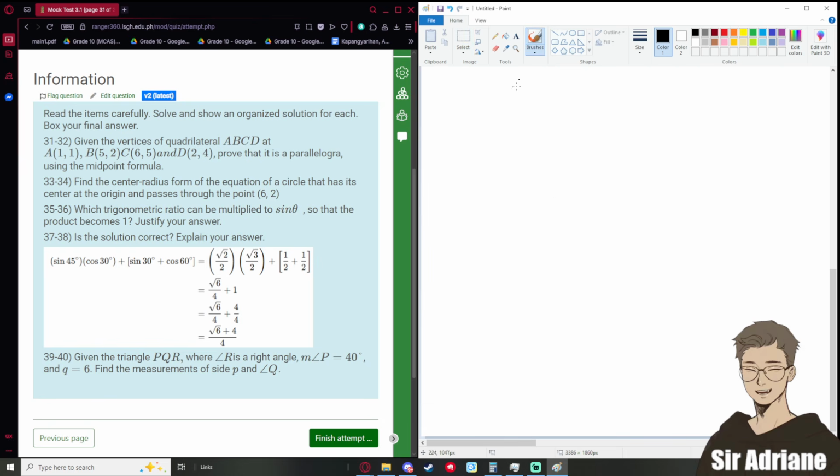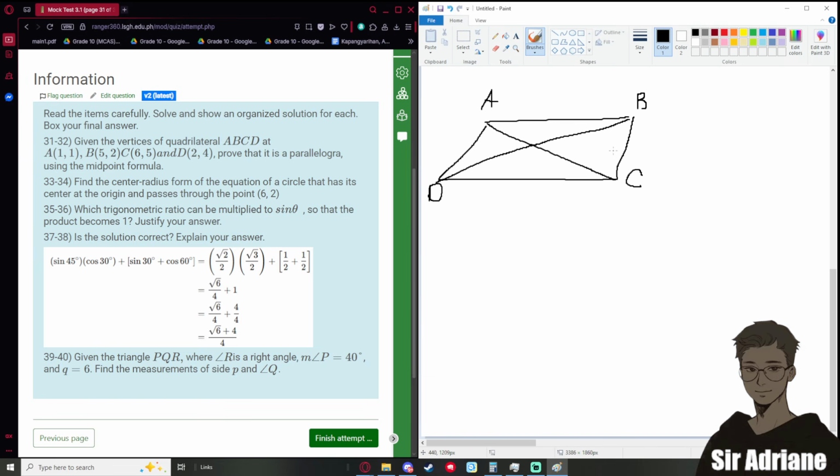So for a quadrilateral ABCD, by the way, we name a quadrilateral like this, ABCD. Consecutive points make up the vertices. So that means AC and BD are the diagonals. And we just need to show that the midpoints of these diagonals are the same. So let's find the midpoint of AC.